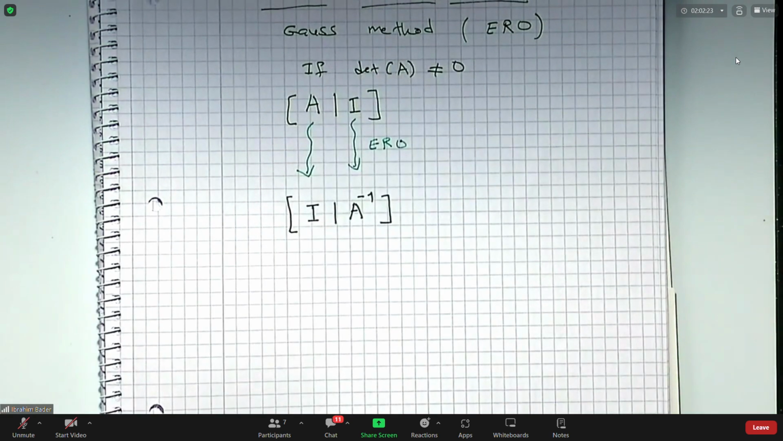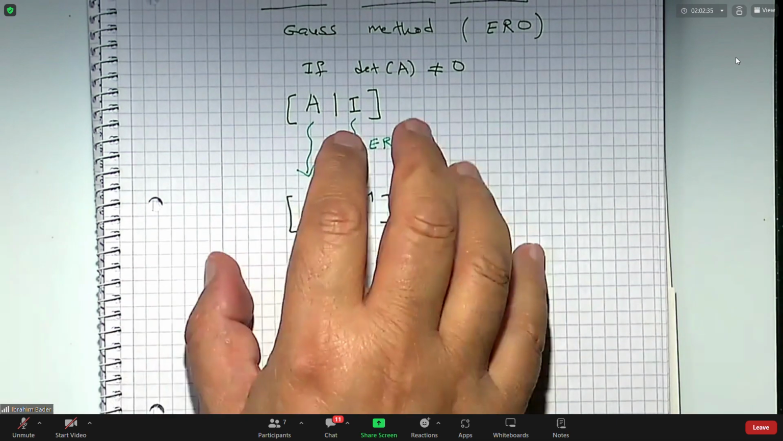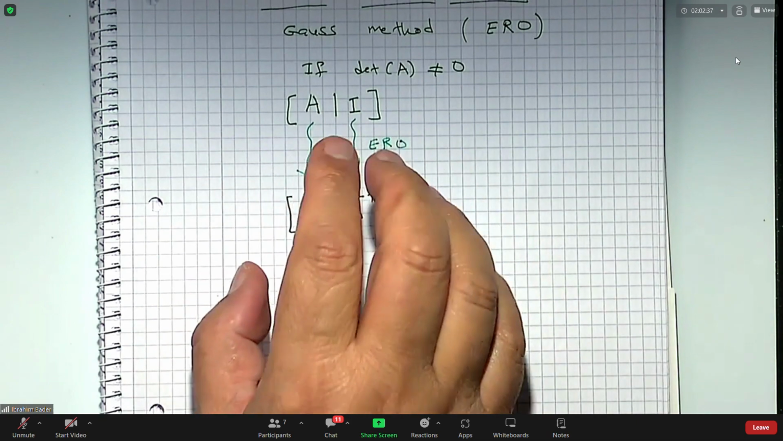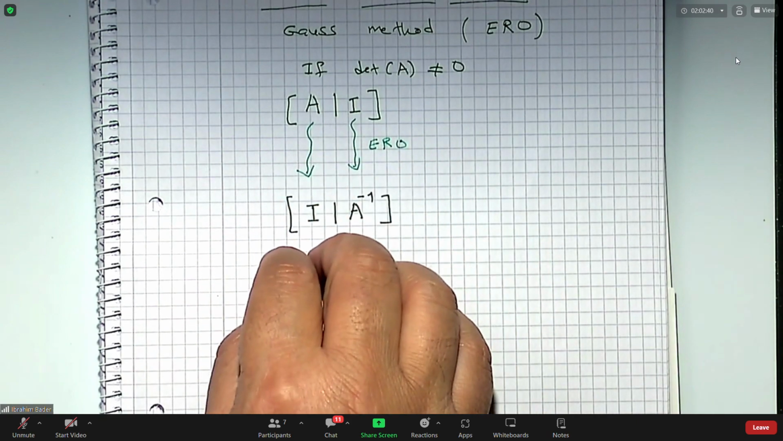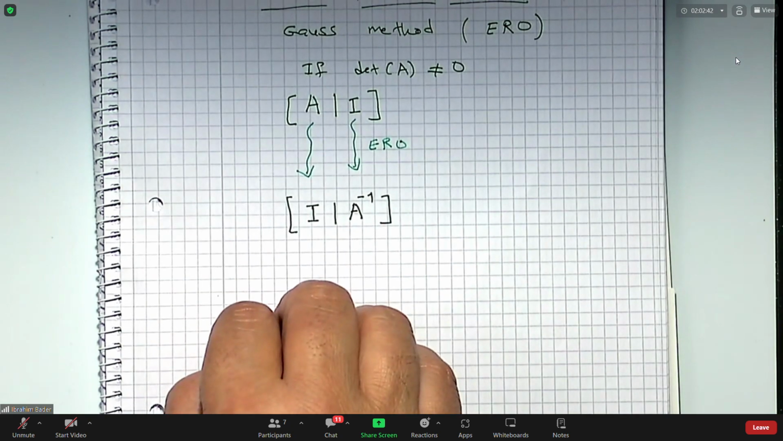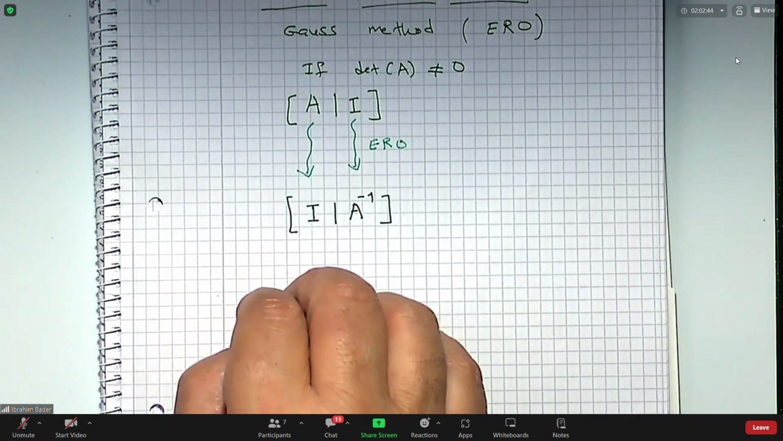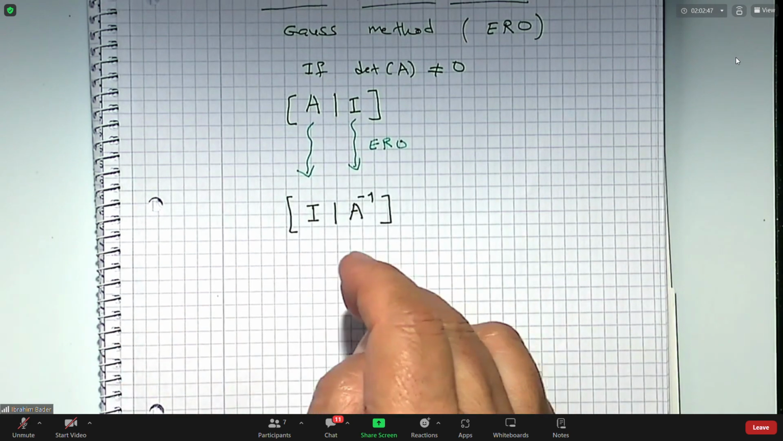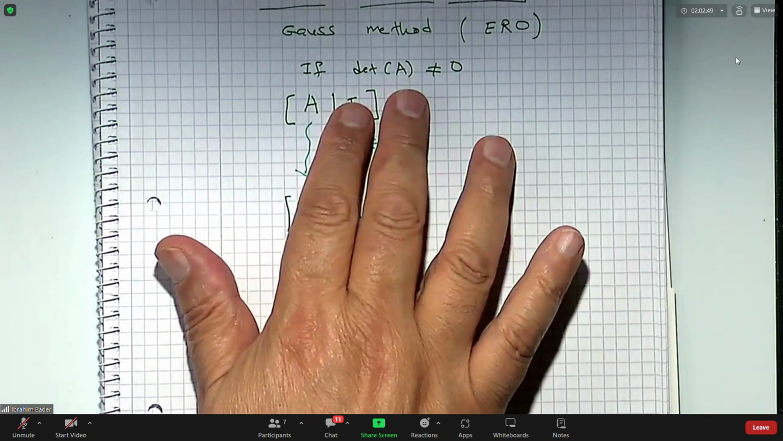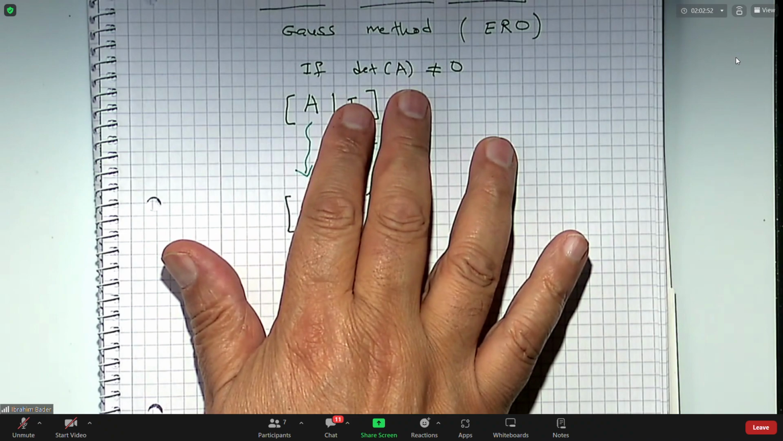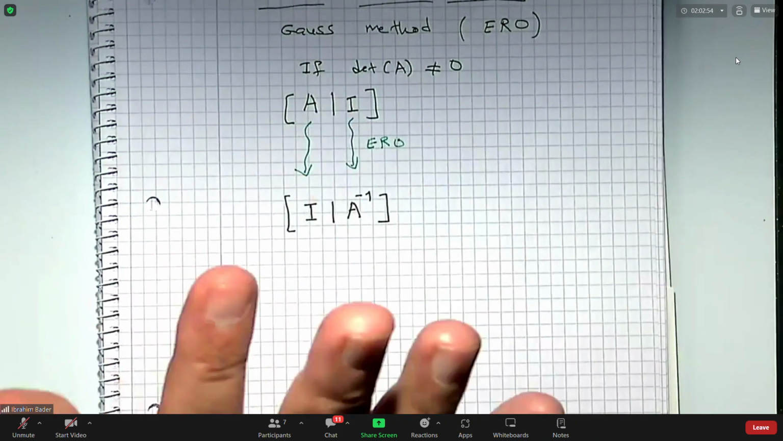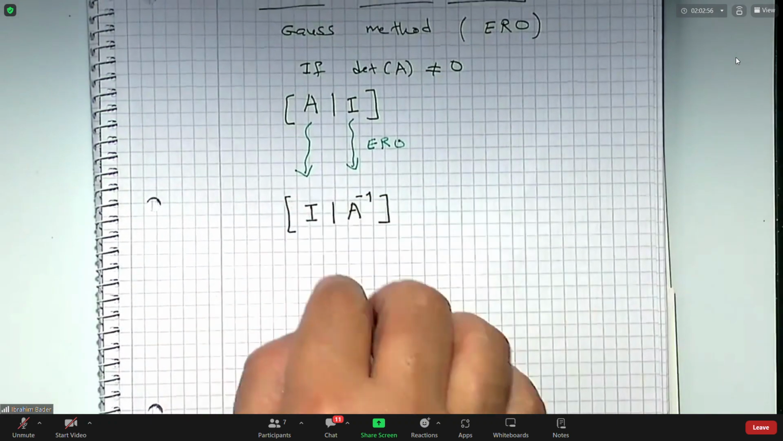This condition, determinant of the coefficients matrix not equal to 0, is very crucial in linear algebra and in matrices, because if the determinant equals 0, the system has no solution, and there's no inverse of the matrix. It doesn't exist. So it's always good to check whether it's equal to 0 or not. If it's equal to 0, you leave it there. You don't need to proceed. If it's not, then you just proceed.